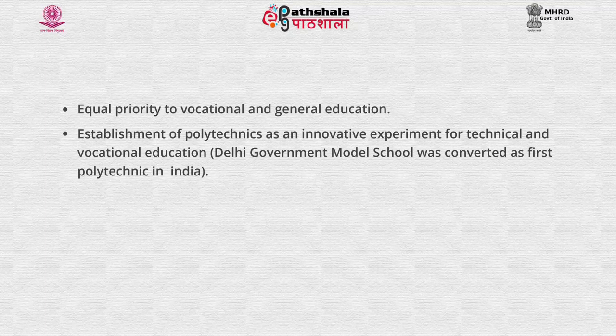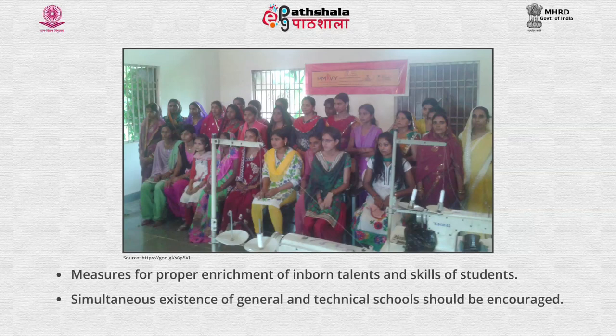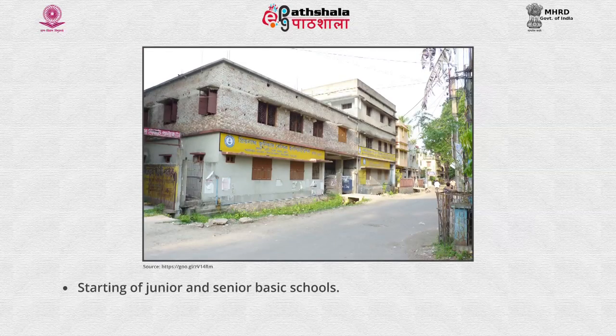Delhi government model school was converted into the first polytechnic in India after the recommendations of this committee. Measures for proper enrichment of inborn talents and skills of students. This was the first step to promote skill education in Indian schools. Simultaneous existence of general and technical schools should be encouraged. Starting of junior and senior basic schools was also advocated by this committee.